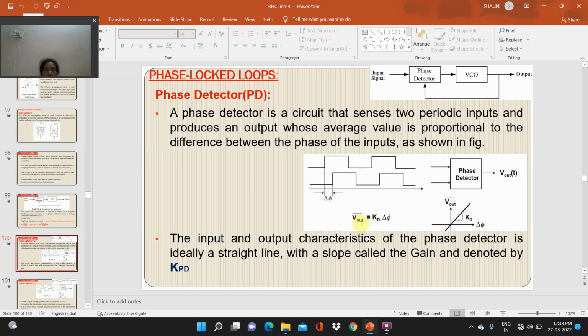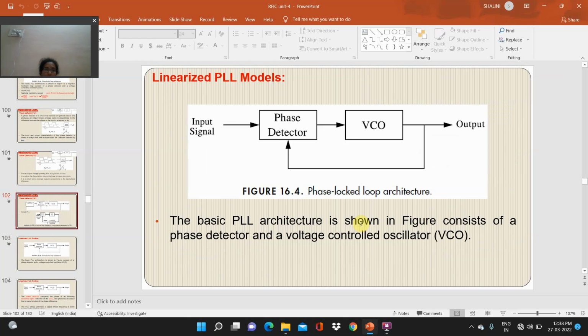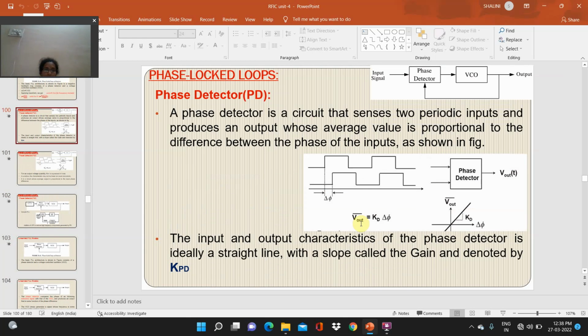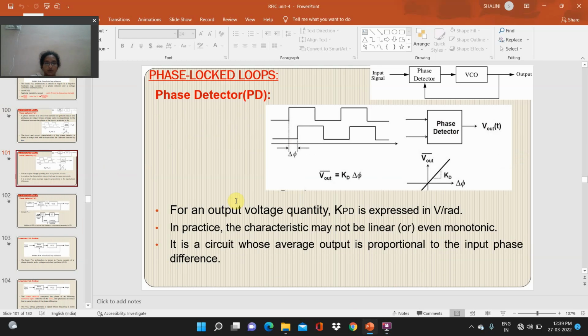A phase detector is a circuit that senses two periodic inputs and produces an output whose average value is proportional to the difference between the phases of the inputs. The input and output characteristic of the phase detector is ideally a straight line with a slope called the gain, denoted by KPD. For an output voltage quantity, KPD is expressed in volts per radian. In practice, the characteristic may not be linear or even monotonic. It is a circuit whose average output is proportional to the input phase difference.